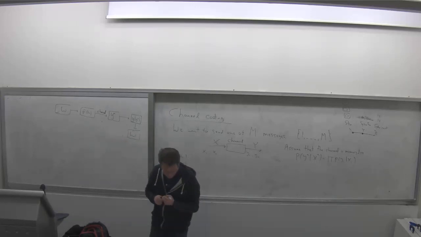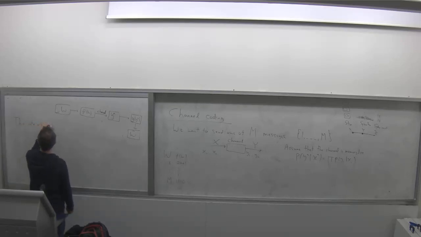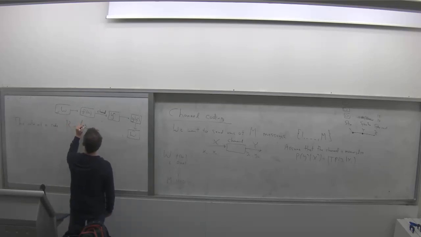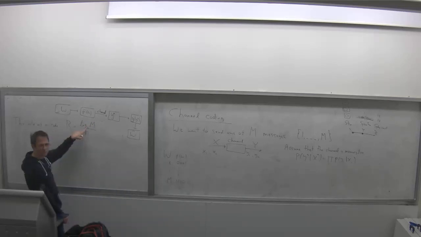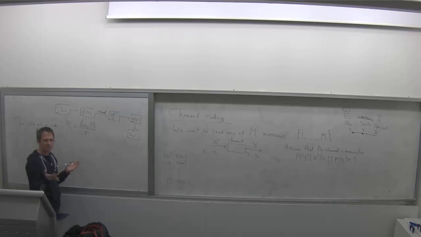So let me just define the rate of a code. The rate of a code we define as R equals log m over n. We'll use a base of 2 here, because that's the common thing, but that's just a multiplicative constant. So what does this mean? If, for example, I had 8 messages, how could I encode them with no noise? How many bits do I need to encode them? Log 8, right? So this measures the number of bits that you would have encoded the messages with, with no error.